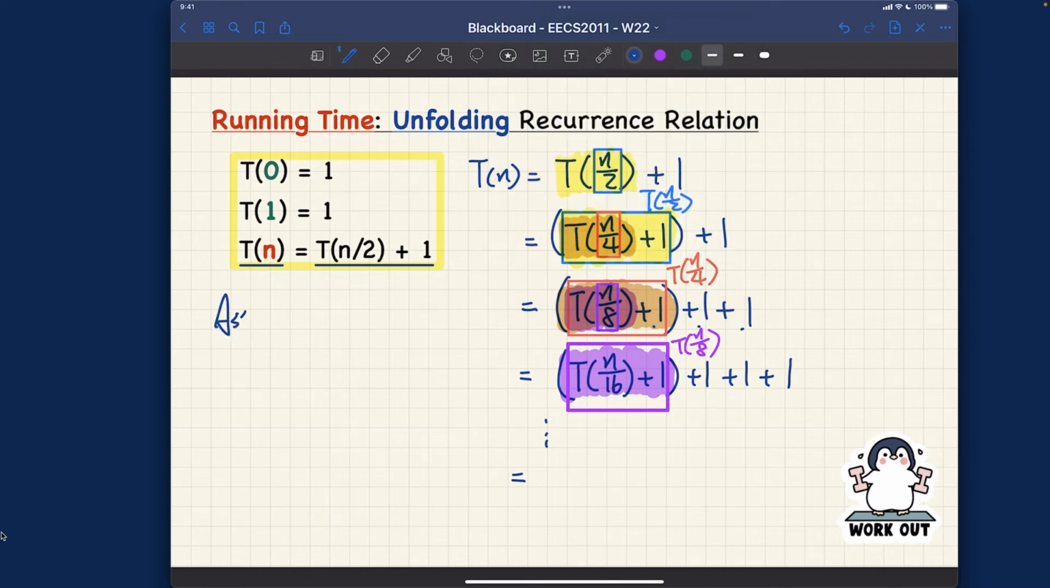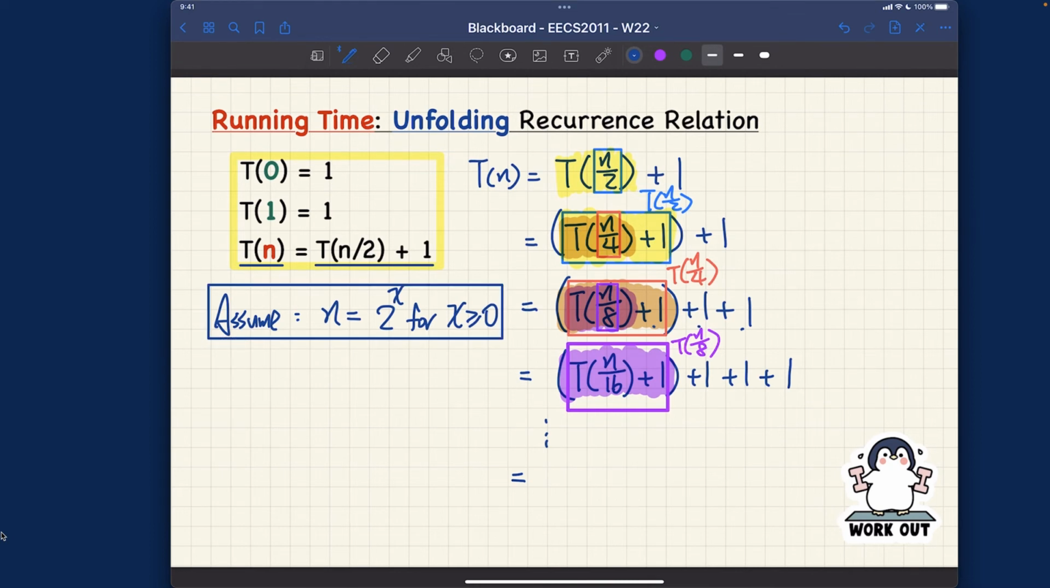Assume that over here, n, the input size, is exactly equal to 2 to the power of x for x larger than or equal to 0. So I think that's the assumption we are making. So we are saying that it will be perfect. The input size over here will be exactly some perfect exponent of 2, right?